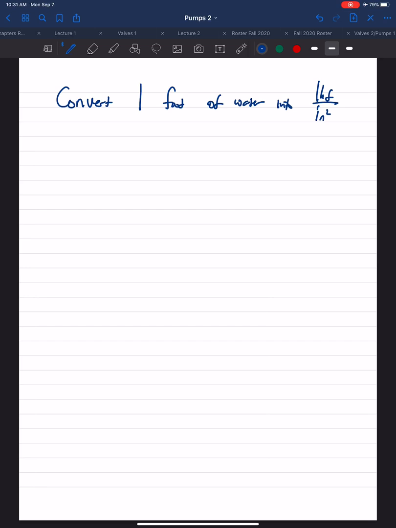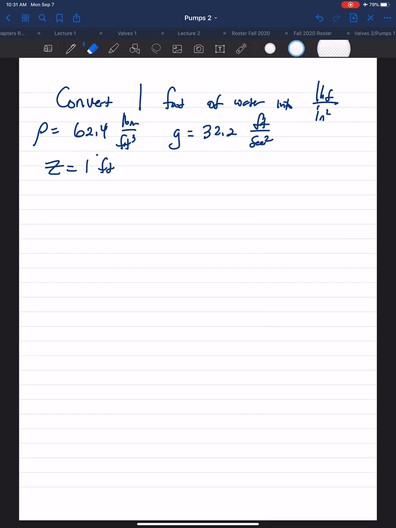So given water, we know the density rho of water is 62.4 pound mass per feet cubed. Density is mass per volume. We know g in US units is 32.2 feet per second squared. It said convert 1 foot of water, so the height of the column Z is 1 foot. And we know our g sub c constant is 32.2 feet pound mass over pound force second squared.